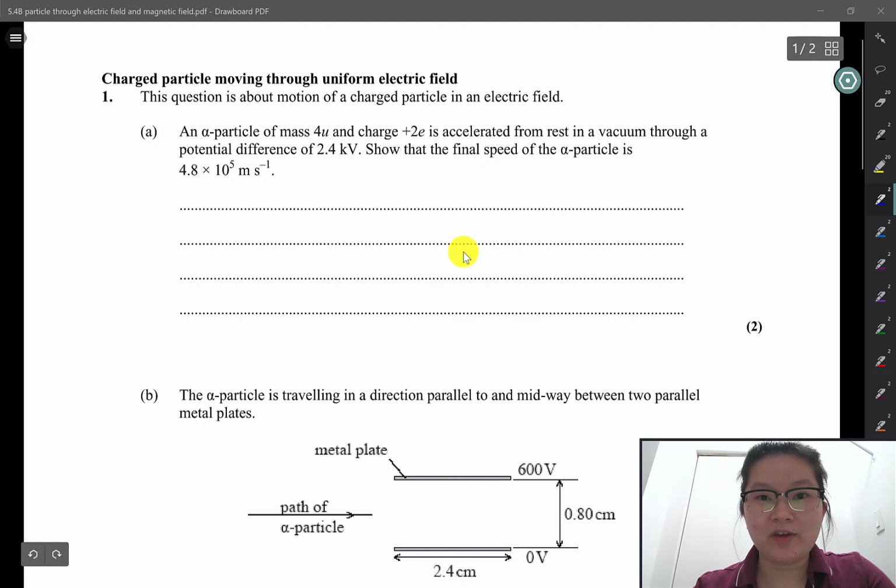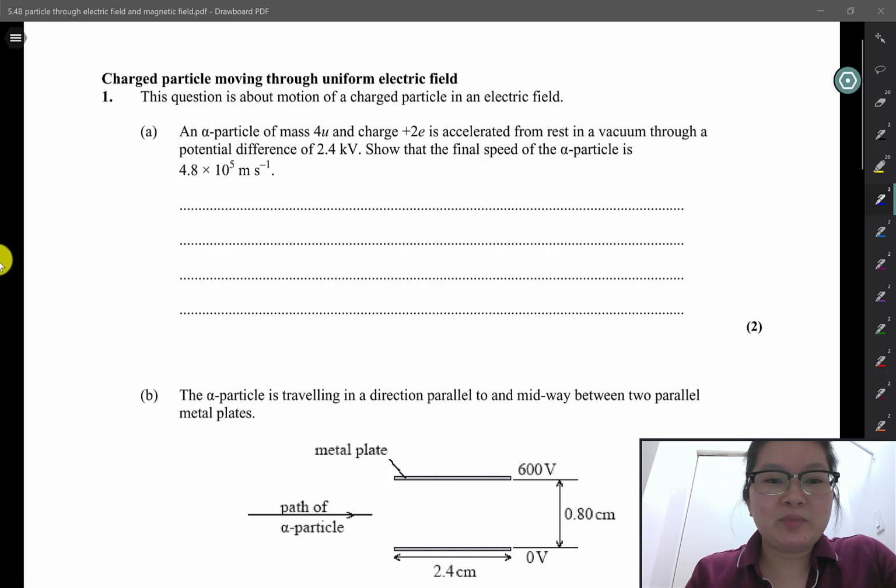So this is one of my favorite questions. It applies a lot of things you learn in this unit, as well as tying in units that you've learned before. So without further ado, moving my mic closer, let's get started. Woohoo! This question is about motion of a charged particle in an electric field.